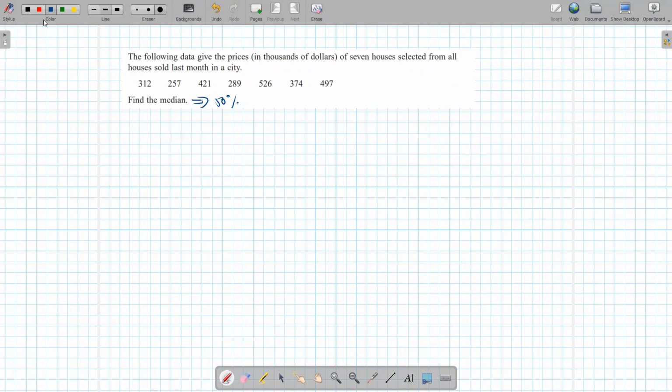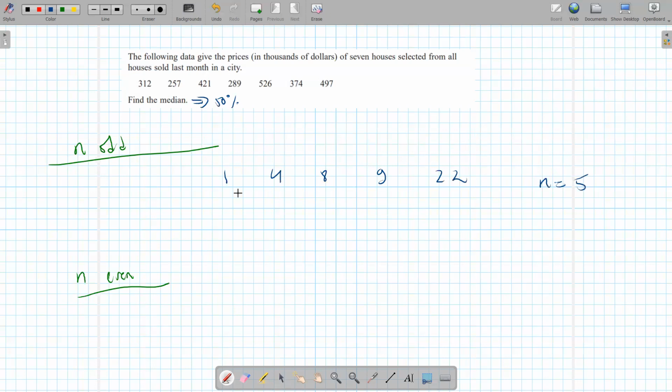This one's tricky. There are 2 cases for this: when N is odd, and when N is even. Look at this, when N is odd. For example, you have 1, 4, 8, 9, 22, right? What's our N value here? 5, yeah? Which number is exactly in the middle? 8. Yeah, exactly. So when N is odd, you don't really even need to do any maths. The median is going to be 8.